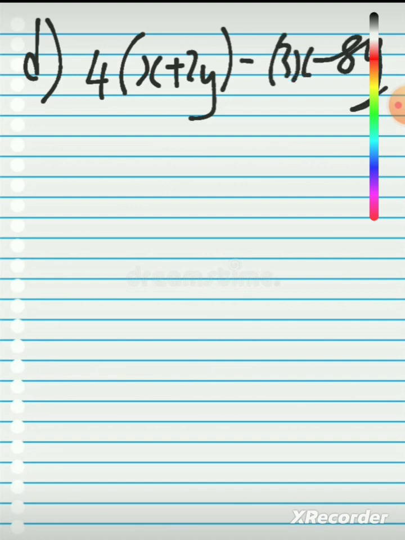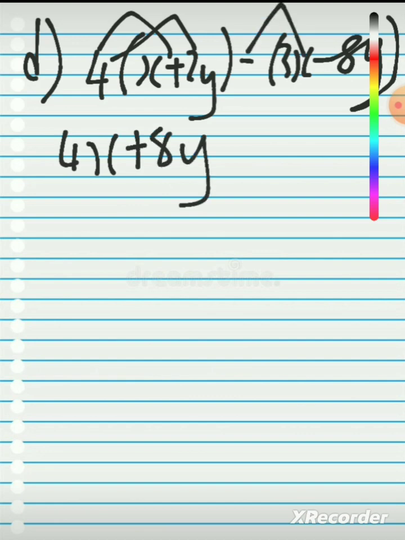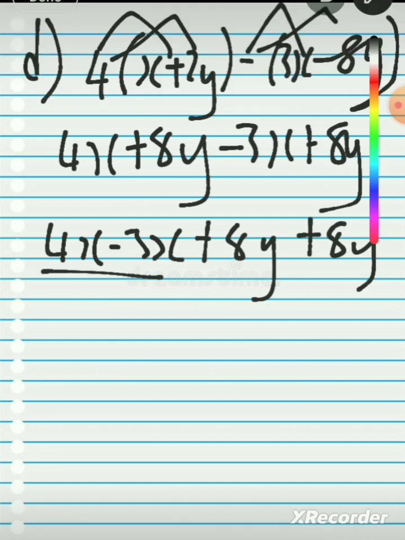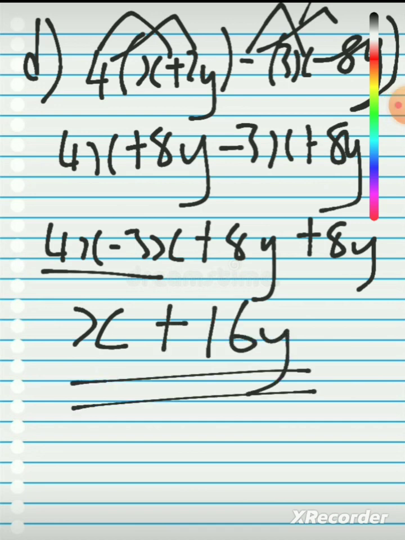Going to D. D, we have 4(x plus 2y) minus (3x minus 8y). So again, we remove the brackets. We expand 4 times x, 4x. 4 times 2y, 8y. Okay, negative times 3x, negative 3x. Negative times negative 8y, plus 8y. So like terms together, 4x minus 3x plus 8y plus 8y. Okay, 4x minus 3x is x, 8y plus 8y is 16y. So this is the answer.